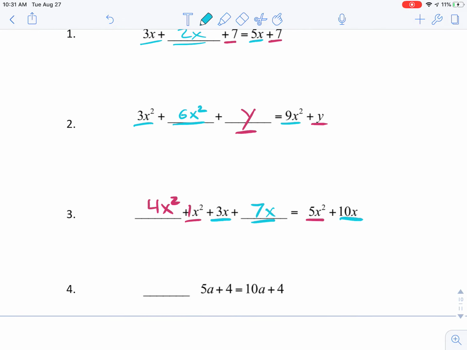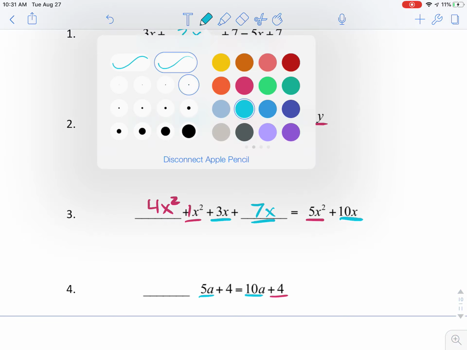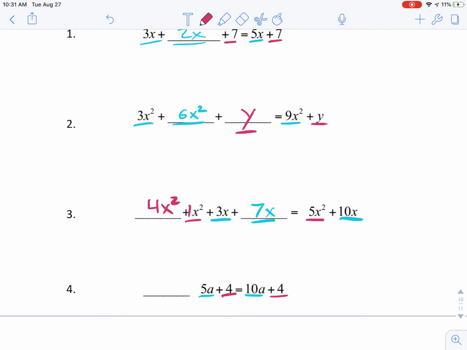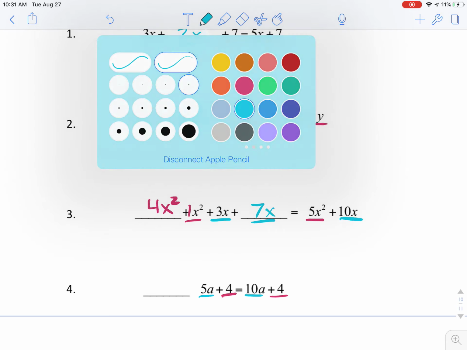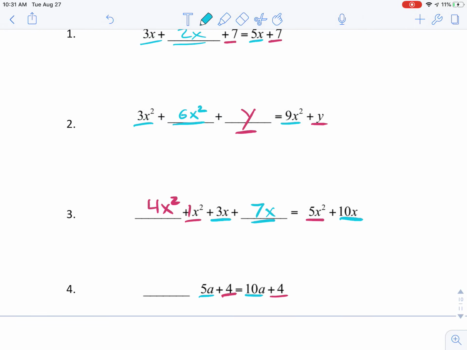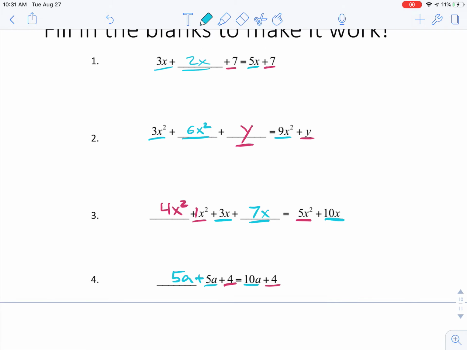Finally, number 4, this side has 10 A's and 4 1's, and the other side has 5 A's and 4 1's, so they match in terms of 1's, but this side needs 5 more A's for it to each have 10 A's. So I'm going to give it a 5A plus. And now, both sides match in every problem. And that's the end of this lesson.